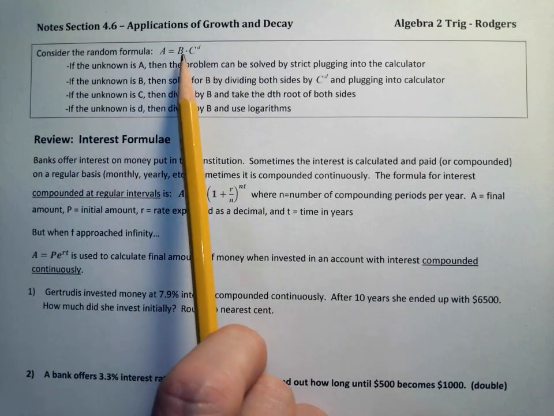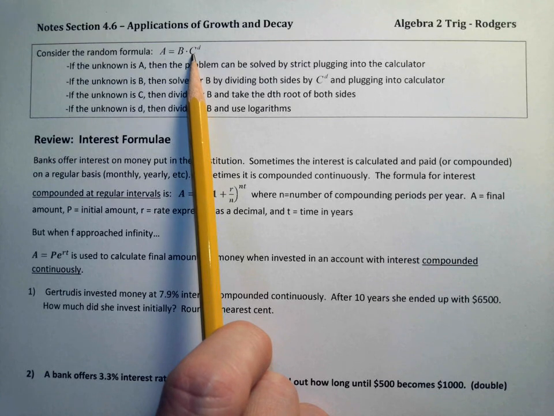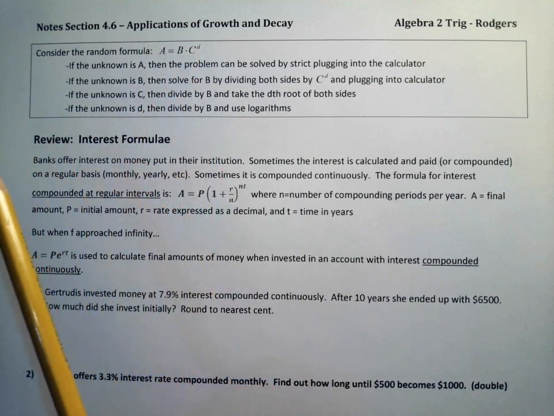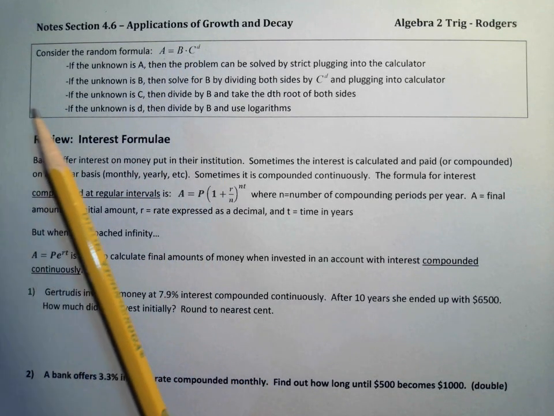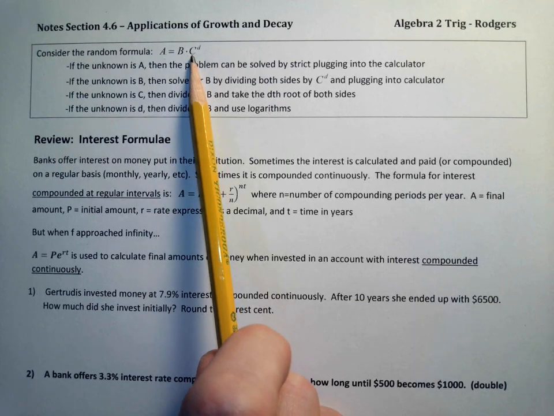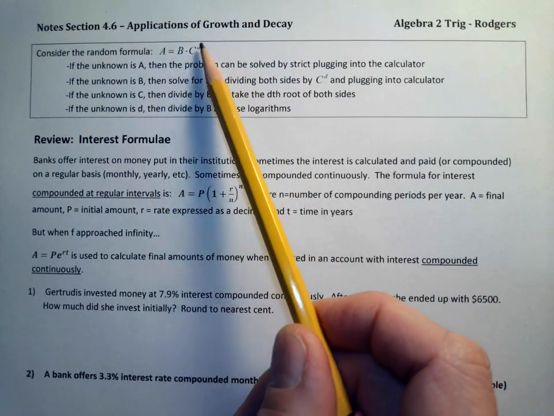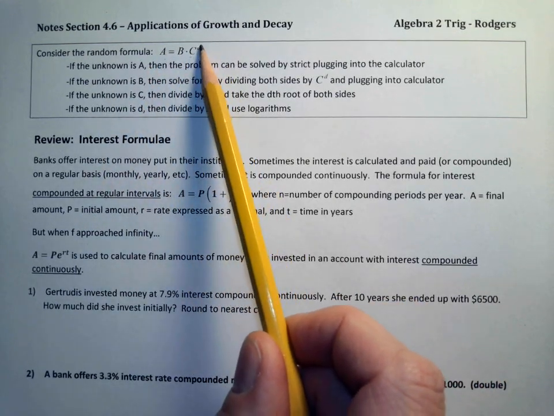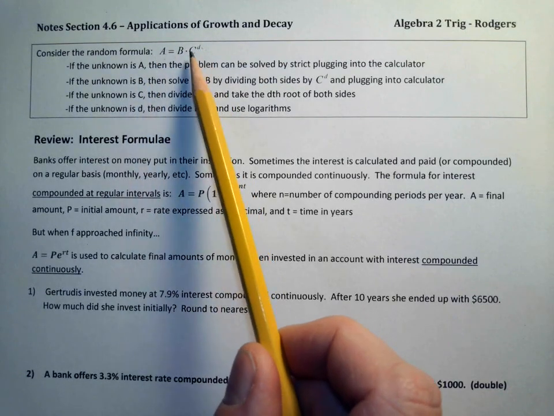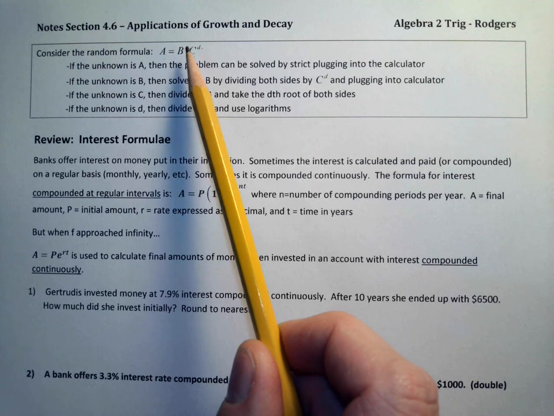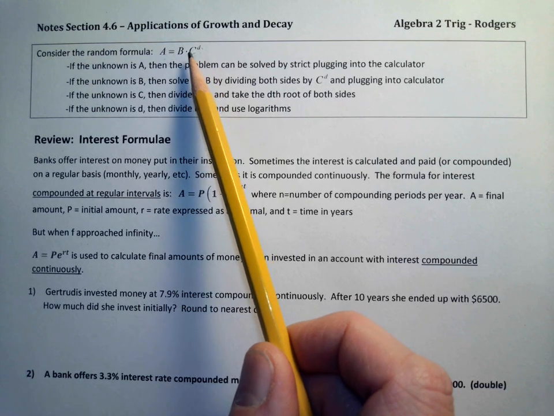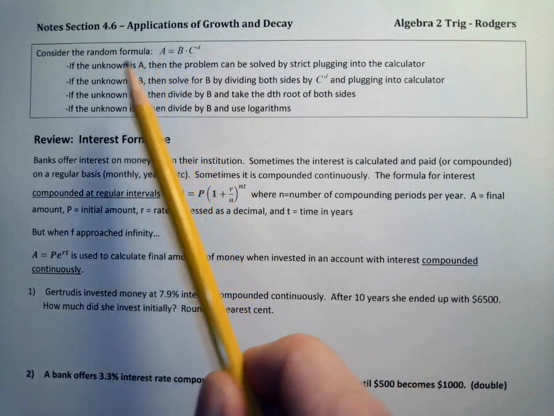If B is unknown, then we want to get B by itself, and we'll divide both sides by C to the D, and plug A divided by C to the D into our calculators, and again, just get an answer. If C is unknown, so this would be like x raised to some power 5, let's say, we want to isolate that x to the 5th power, so divide both sides by B, and then we would raise it to the reciprocal power, or the 1/5 power, if D was 5. So we'll take the root, right, the Dth root.